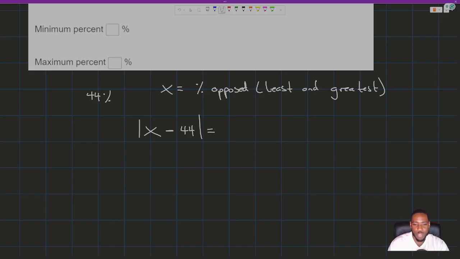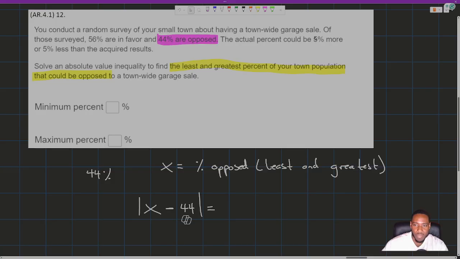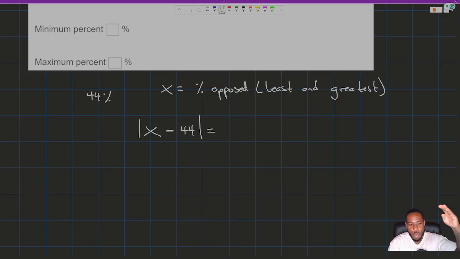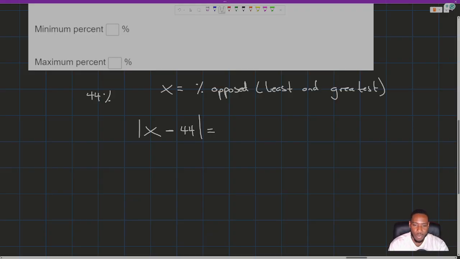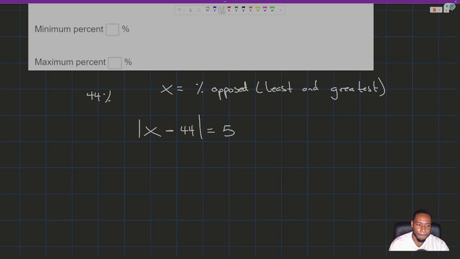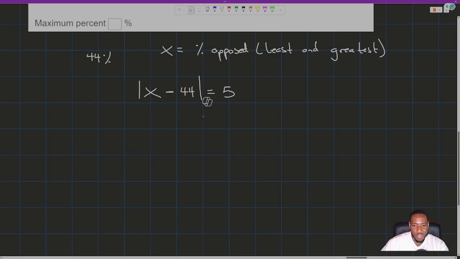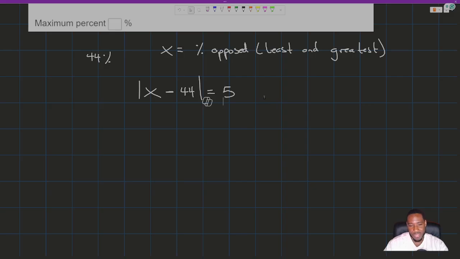Now, the difference they told us could be 5% more or 5% less. So whether it's higher or lower, the difference between these two numbers must be 5%. So 5 is going to go on the outside. All right? And so that equation, once it's solved, will get us where we need to go. So I know that if the absolute value of x minus 44 is 5, absolute value means how far that number is from 0 on the number line. Absolute value is a measure of distance.